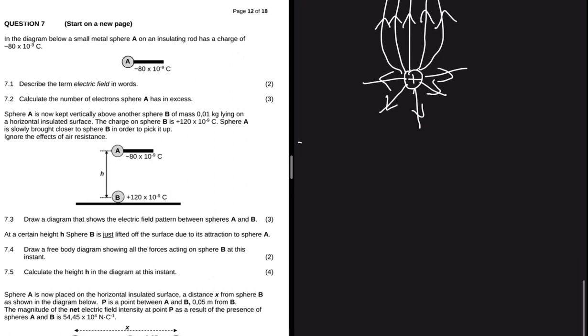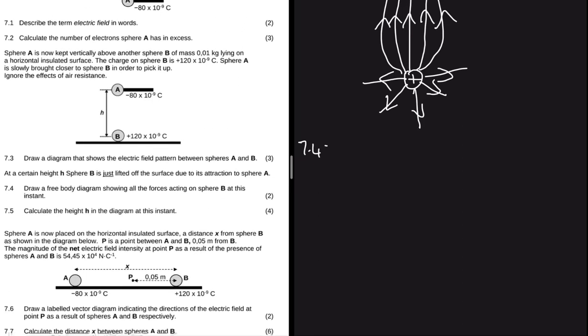And then 7.4 says at a certain height h, sphere B is just lifted off the surface due to its attraction to sphere A. Just lifted off. Let's note that, just lifted off. And then draw a free body diagram showing all the forces acting on sphere B at this instance.